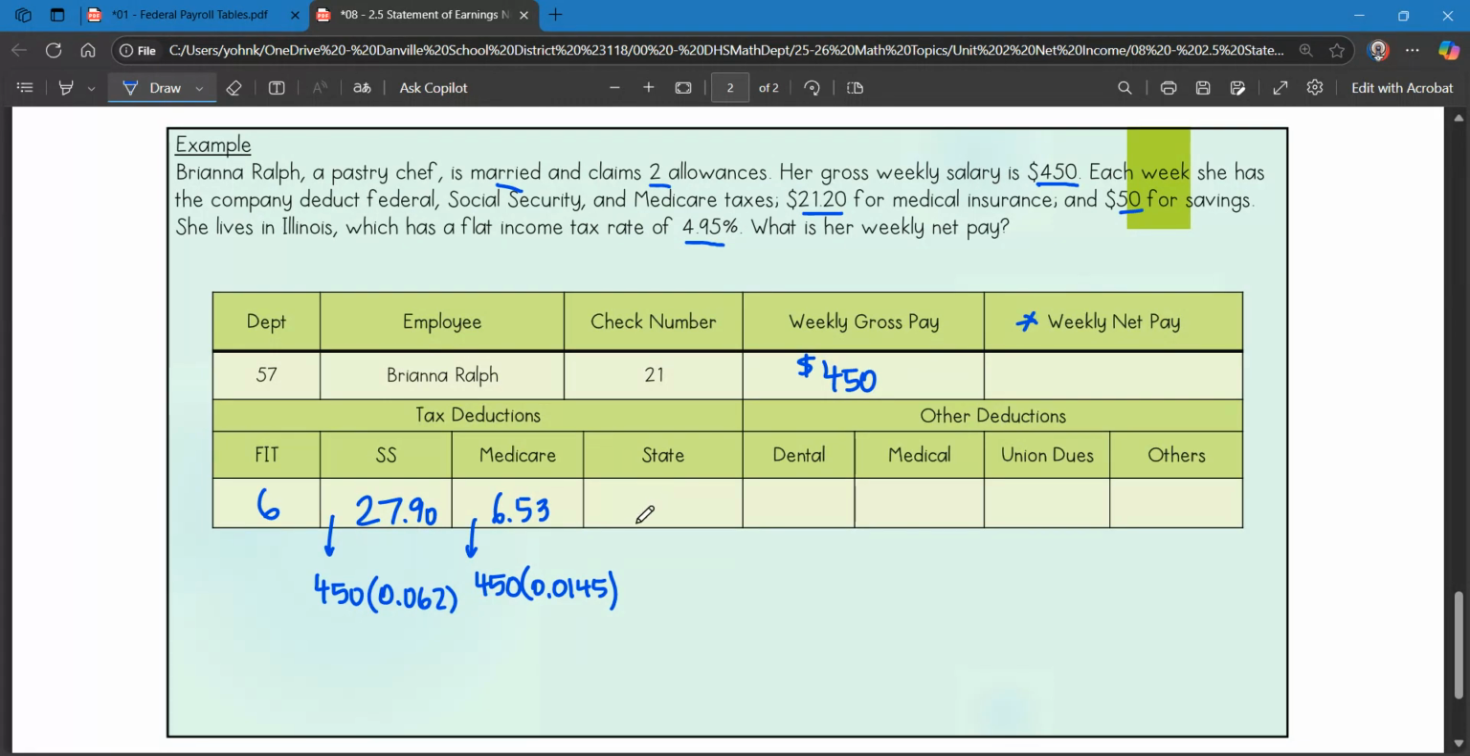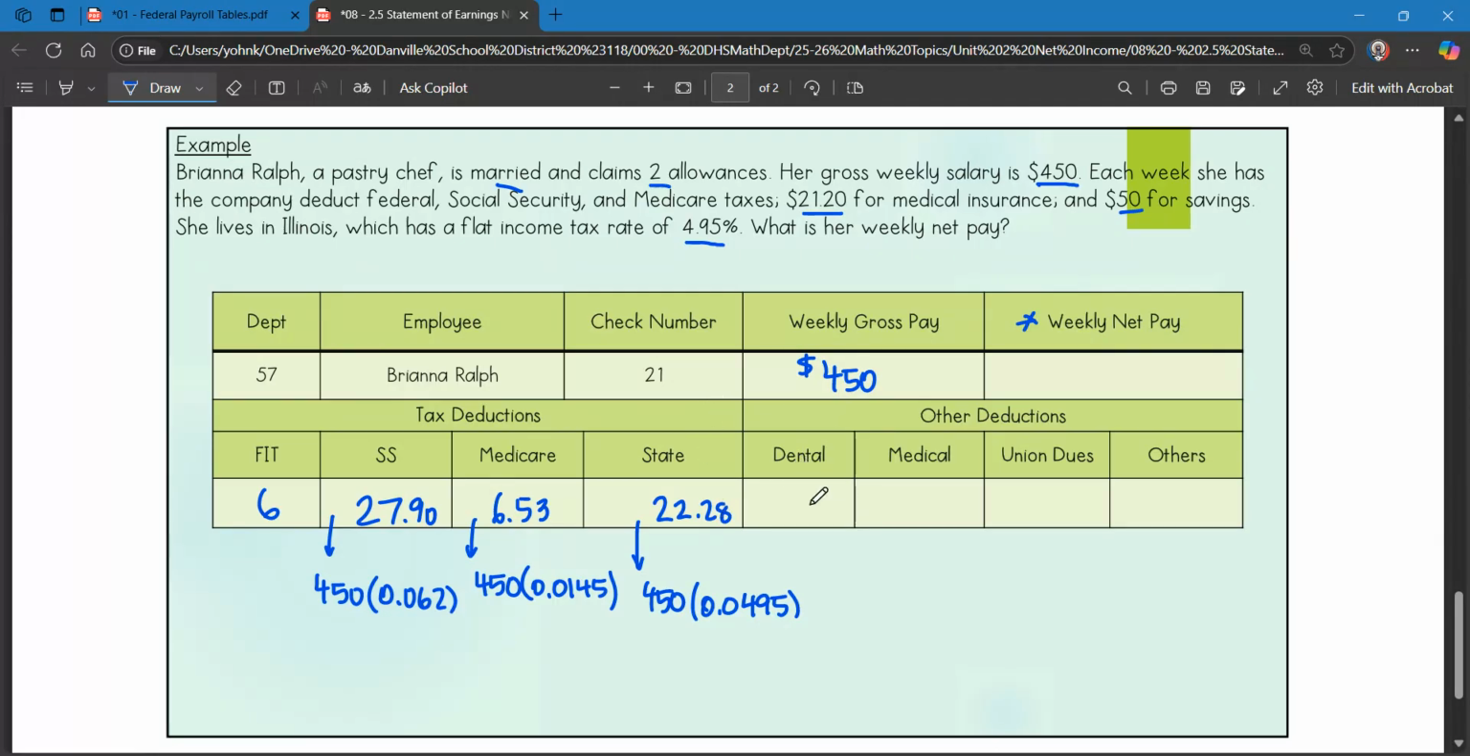State income tax is 4.95% of your income. So $450 times 4.95% as a decimal, 0.0495. That's $22.28.